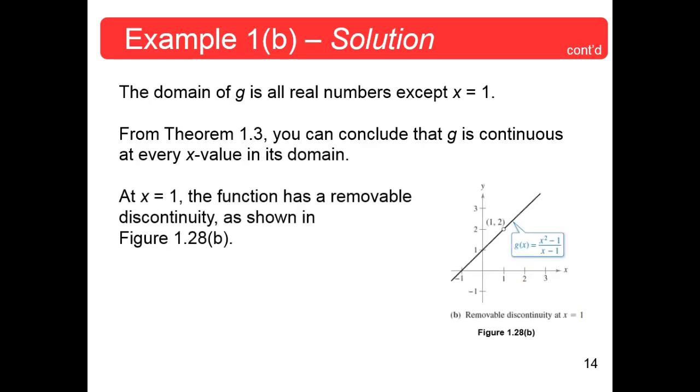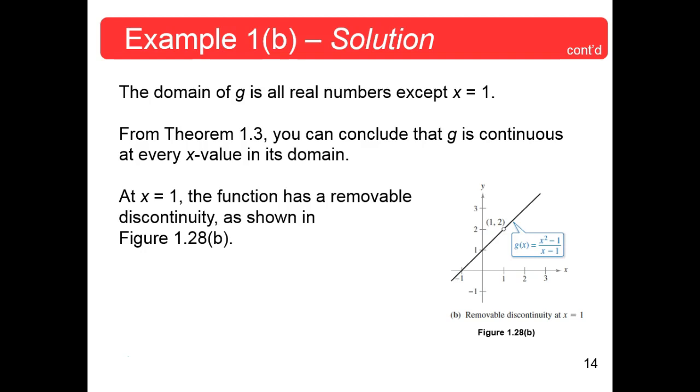And at x equals 1, the function has a removable discontinuity because it's the same from the left to right. Remember we said when you factored this and divided out the x minus 1, you just get x plus 1. It's that same function we had before. It's the straight line with the y-intercept of 1 and slope of 1. But not defined at x equals 1.